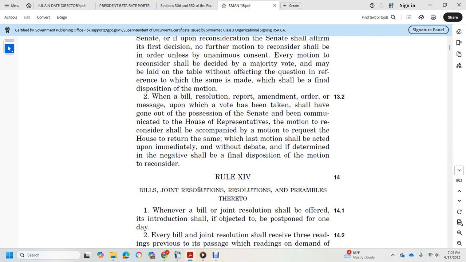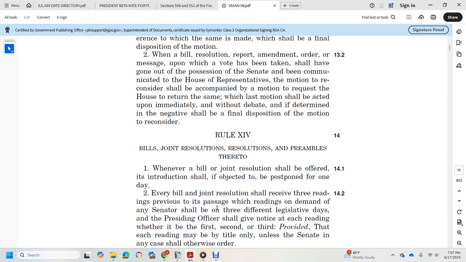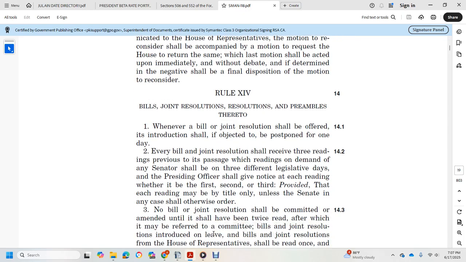Rule 14, bills and joint resolutions, and preambles thereto. Whenever a bill or joint resolution shall be offered to introduce, it shall, if objected to, be postponed for one day. Every bill and joint resolution shall receive three readings previous to passage, with the readings, on the demand of any senator, on three different legislative days. The presiding officer shall give notice at each reading whether it is the first, second, or third, provided that each reading may be by title only, unless the Senate in any case otherwise orders.